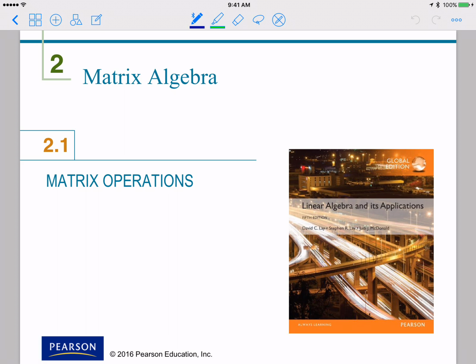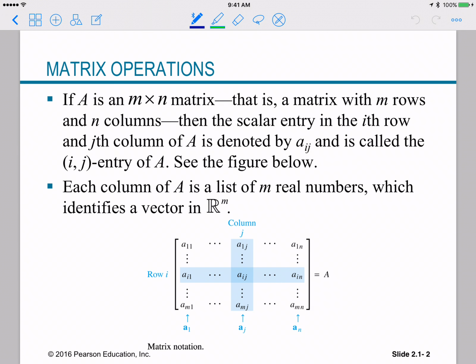So we start to study linear algebra, and yeah, the first subchapter of chapter 2.1 is going through quite a few basics, or basic operations and some definitions in matrix algebra.